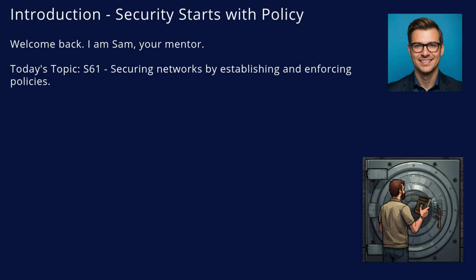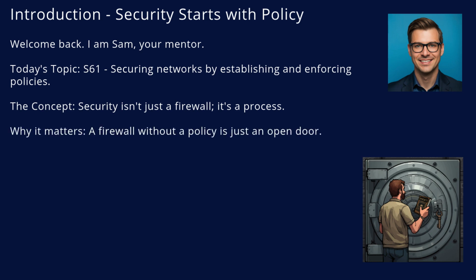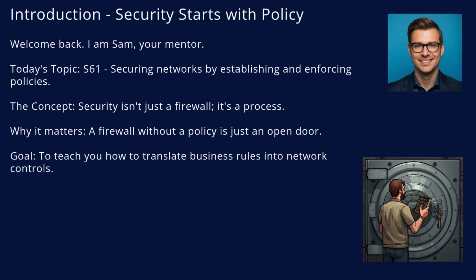Today, we are going to talk about one of the most critical responsibilities you have as a network engineer. We are tackling Skill 61. This skill is about securing network systems by establishing and enforcing policies, defining access, and administering firewalls. It is easy to think security is just buying a firewall, but a firewall without a policy is useless. It's like having a security guard who doesn't know who is allowed in. Our goal today is to teach you how to be the gatekeeper. You will learn to translate high-level business rules into strict technical controls that keep the bad guys out.